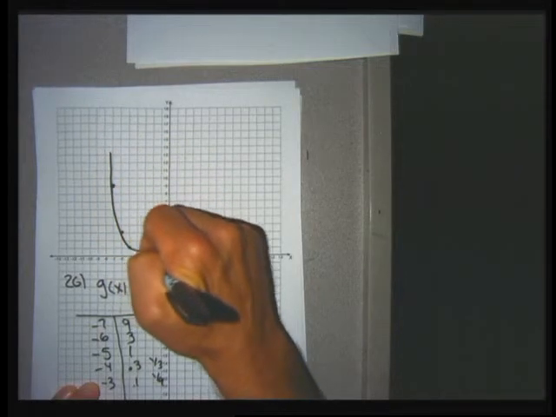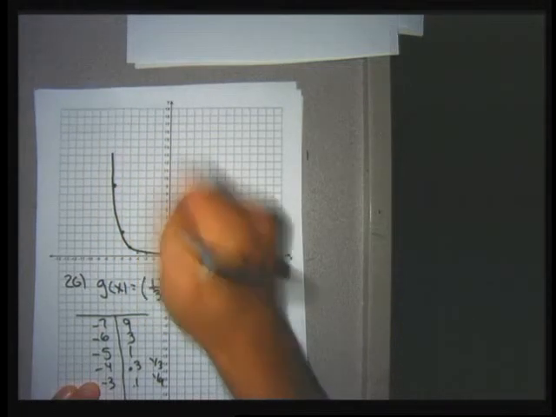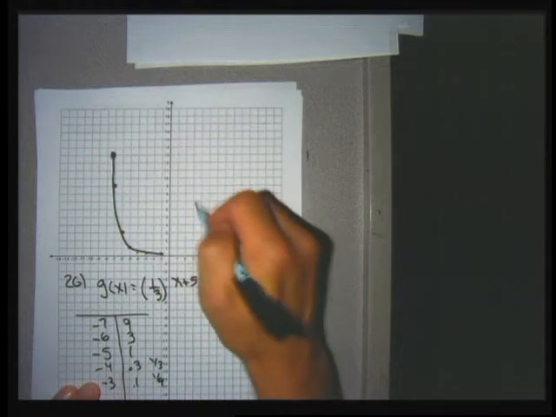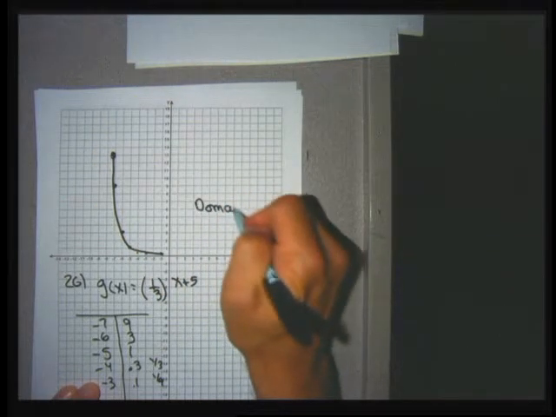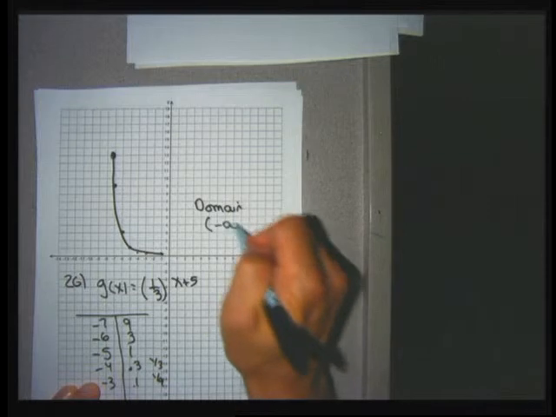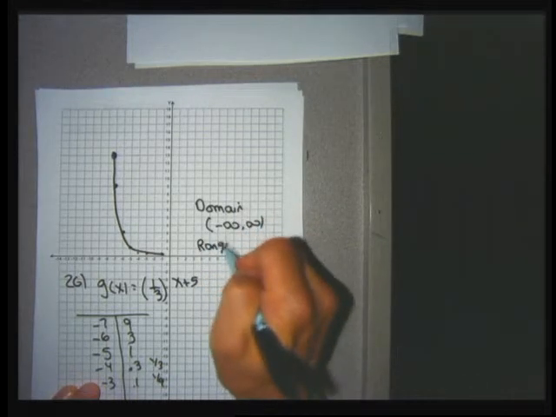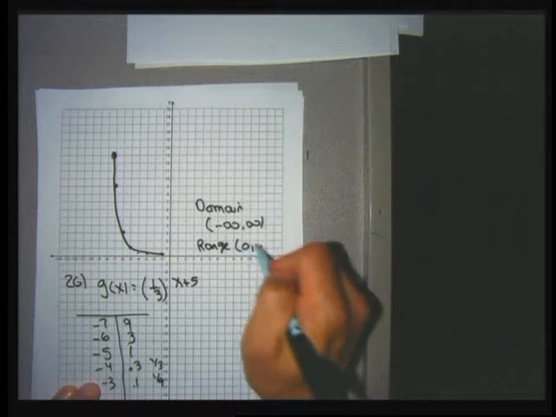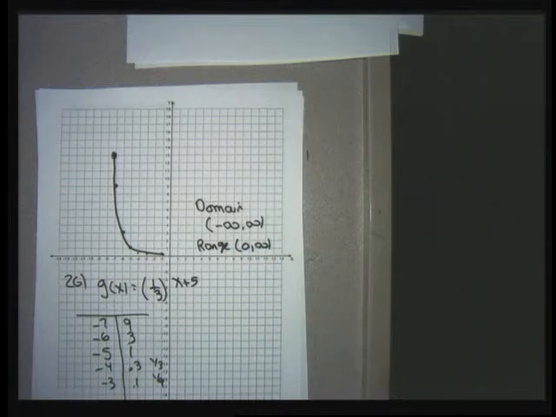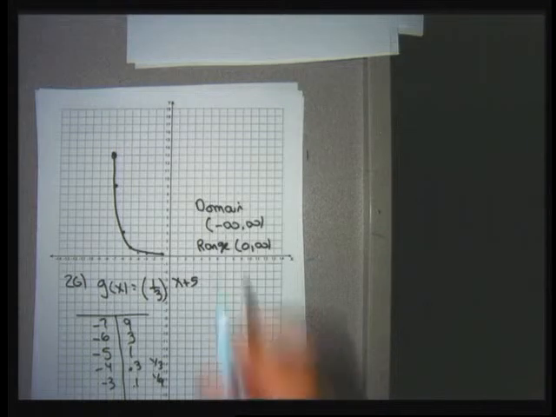And the graph again should stay just above the x-axis. The domain of all our exponential functions is negative to positive infinity. The range of our exponential functions that hover above the x-axis is 0 to infinity.